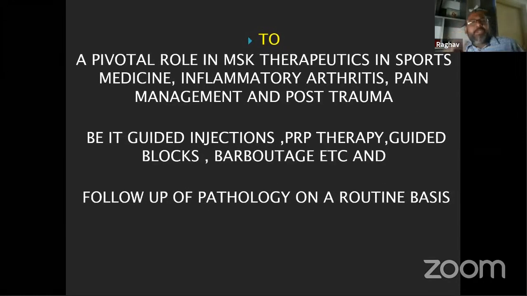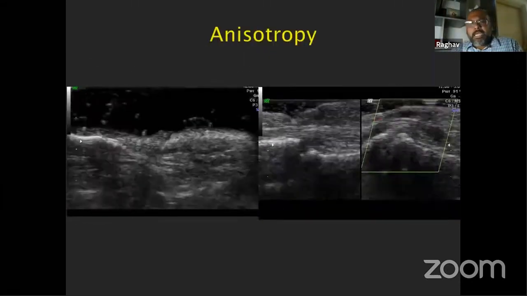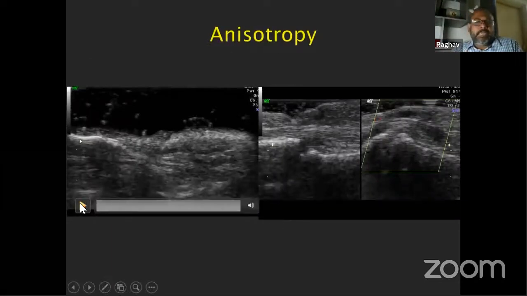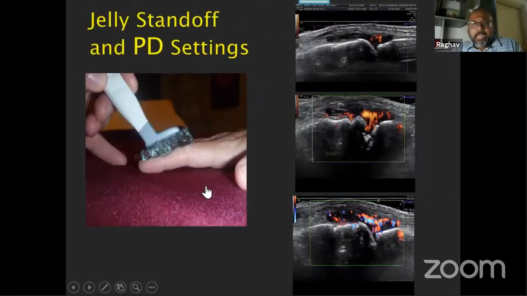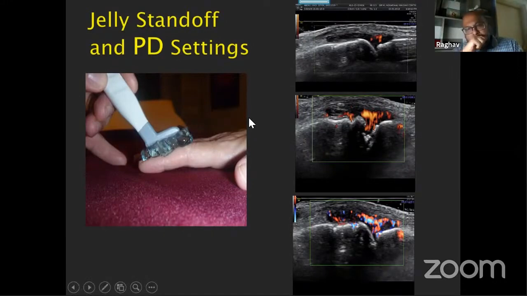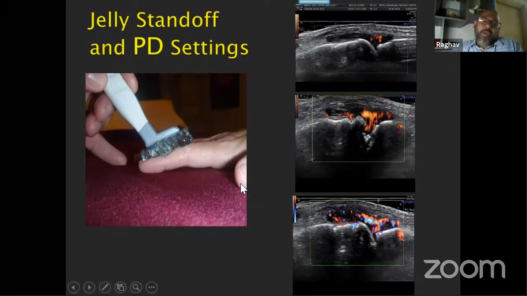And it has a pivotal role in therapeutics. In all these conditions, maybe PRP therapies, giving steroid injections, barbotage, or following all pathologies which have been diagnosed on any other imaging modality. So a few slides about the technique. Anisotropy is a technique whereby we can actually see how a tendon works. We'll just skip through all this because we are already late. And then, we don't need fancy probes. We just need a matrix probe or a good probe which shows tendons, because with the correct probe and the correct settings, the pathology will show up better. And ultrasound has a higher resolution than MR on the structures which can be visualized.